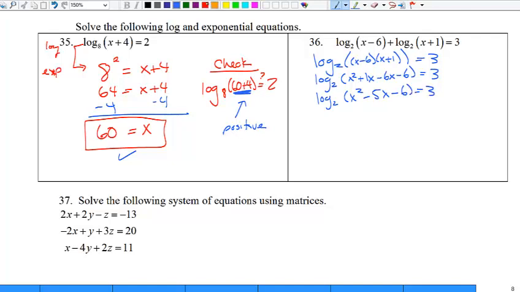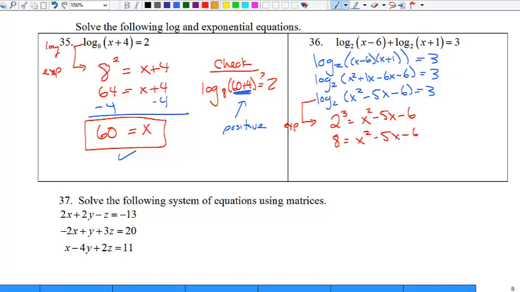Now, the x's are still stuck in the argument, so to get them from log form into another form that's going to have the x's out of the argument, we're going to change it to exponential form, very similar to what we did last time. 2 to the 3 is equal to the x squared minus 5x minus 6 argument. The base is 2 raised to the other side, which is now the new exponent 3, equals the argument. Now 2 cubed is 8.